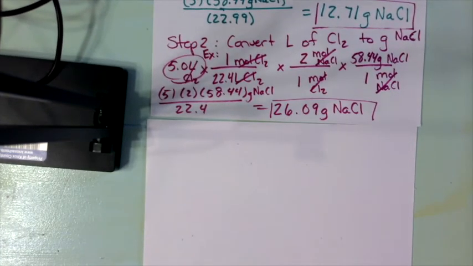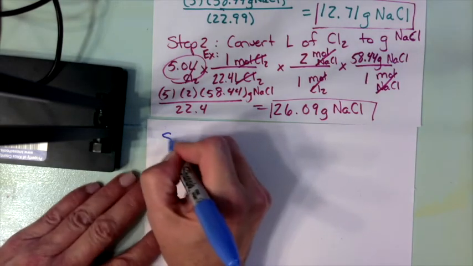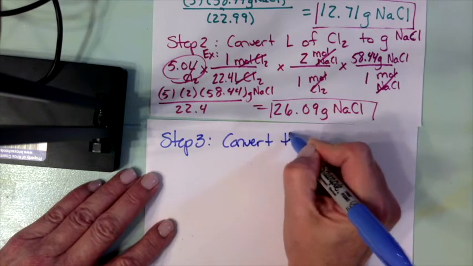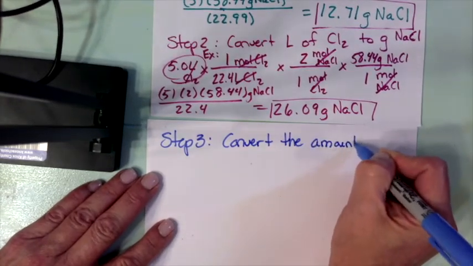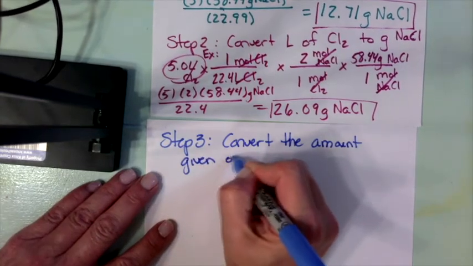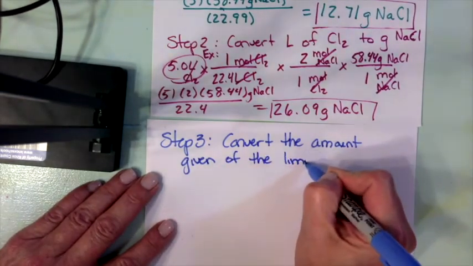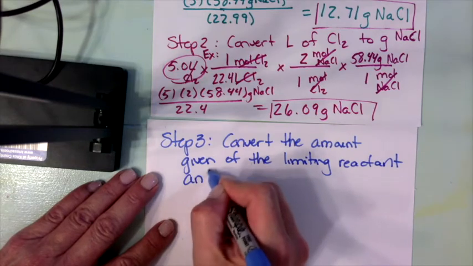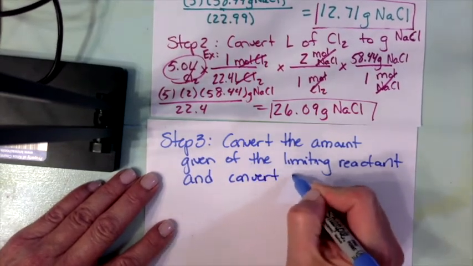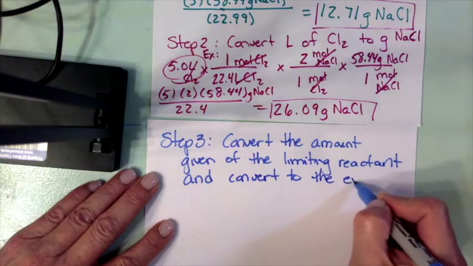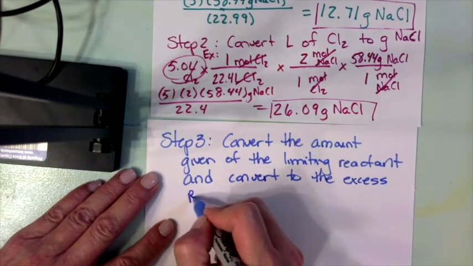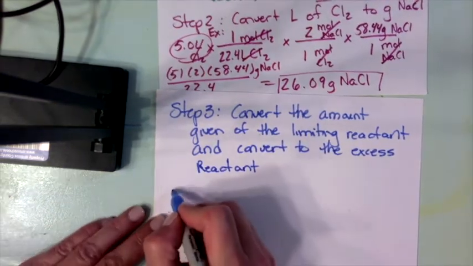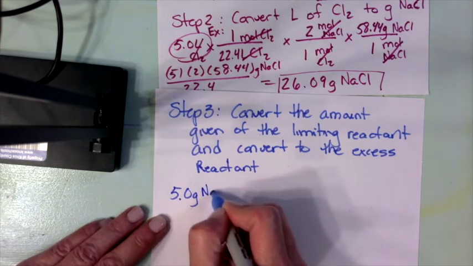Or we want to find out how much we should have used. So to find out how much we should have used, we take our next step. Step 3 is convert the amount given of the limiting reactant and convert to the excess reactant. All right, so we were originally given 5.0 grams of Na.